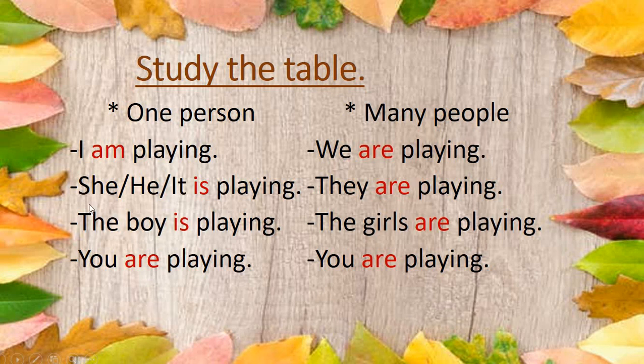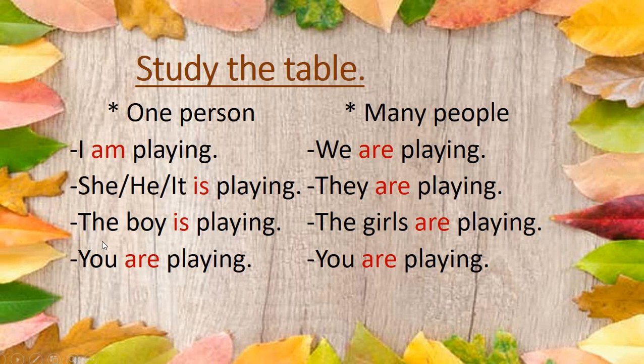Okay, children? Now see. She, he, it is playing. If there is one girl, we can tell she is playing. If one boy, he is playing. If there is an animal, a dog, it is playing. But if they all are playing, then what will we use? Are. We will not use is. They are playing. Are playing. The action is going on. It is happening now. Understood?